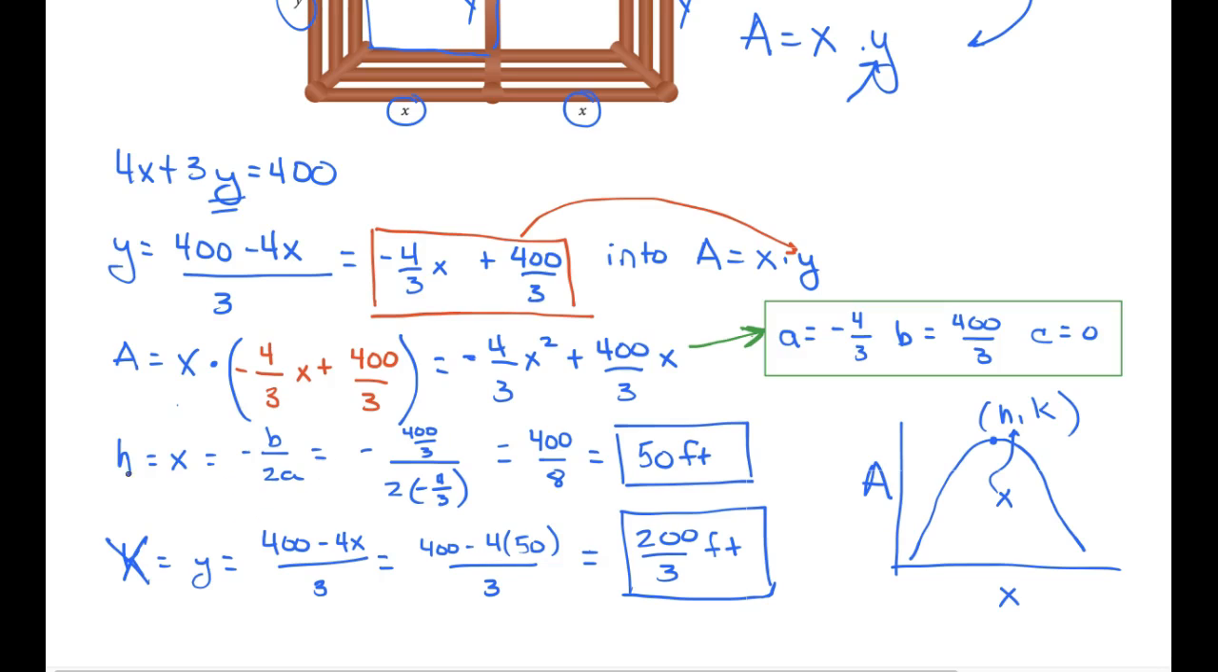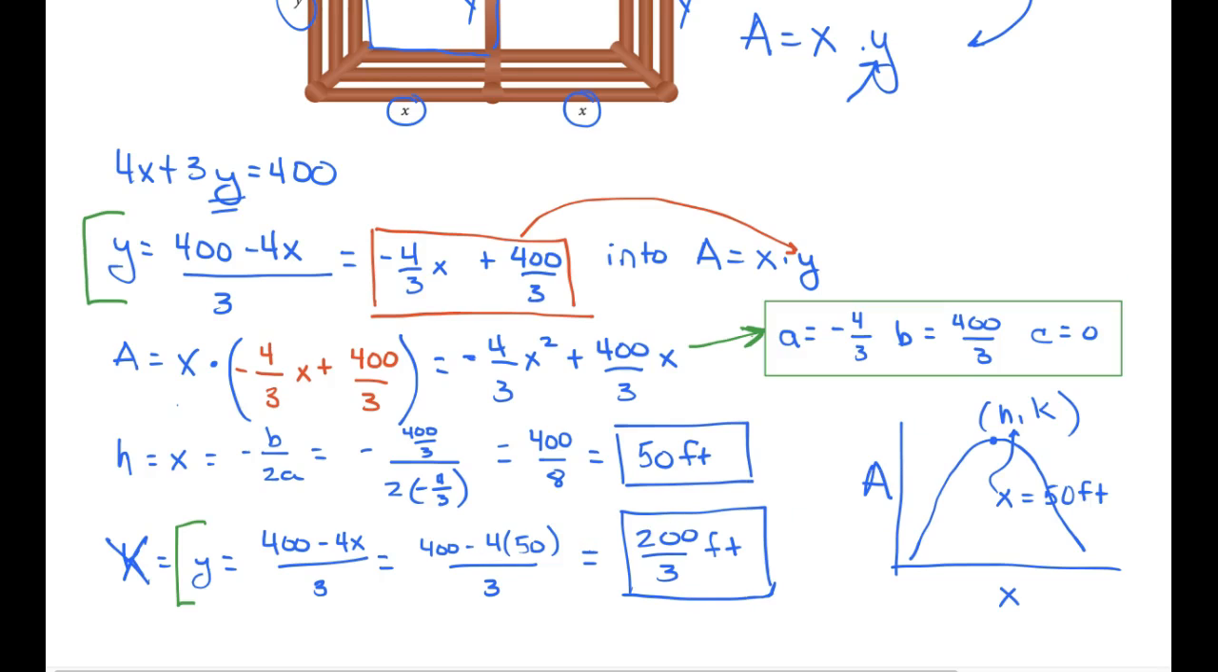What we're going to do is find h, which is the x value, using the vertex formula negative b over 2a. We find that to be 50 feet. So the x value is 50 feet. We don't care about the k value, because they didn't ask about the area; if they had, we could answer it with this. What we wanted to know is what y is. So you take the 50 and put it back into one of these equations. I plugged it back in and found it to be 200 thirds feet. So y is 200 thirds feet.